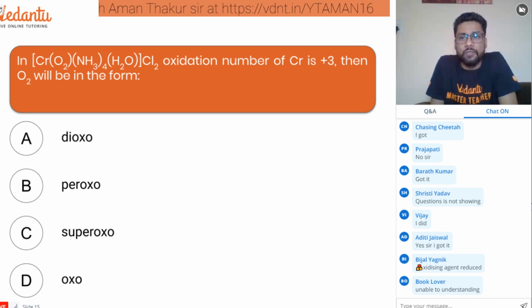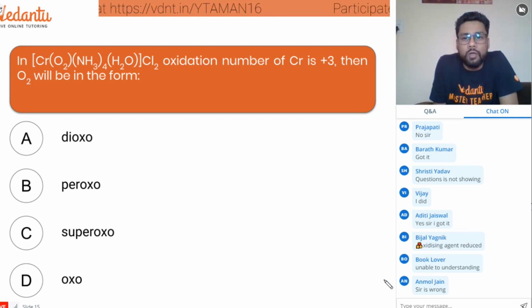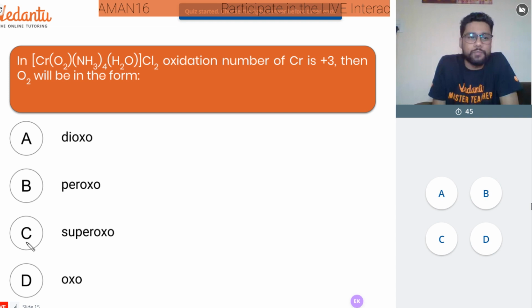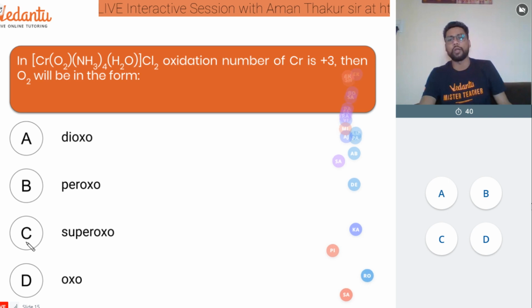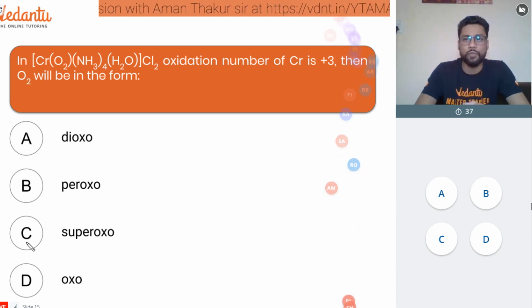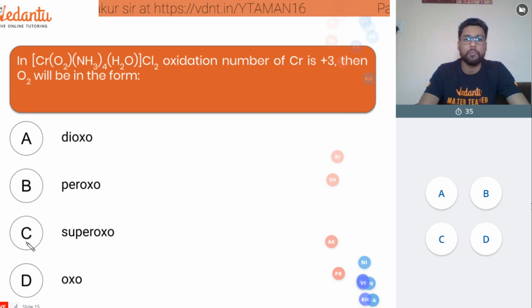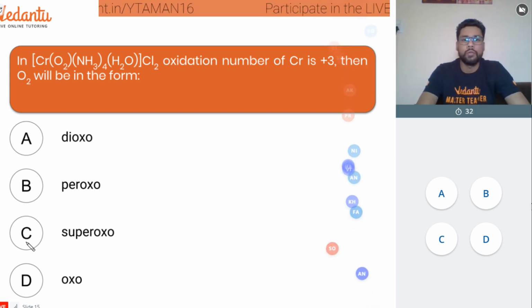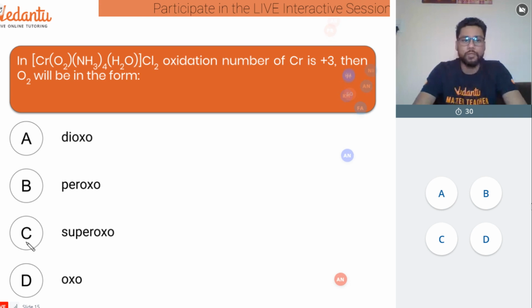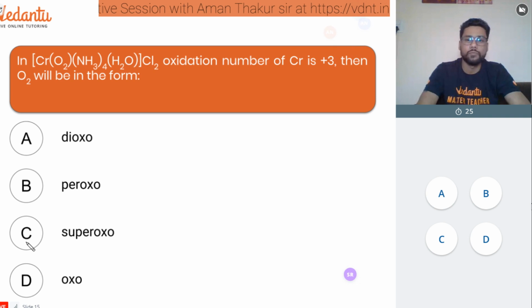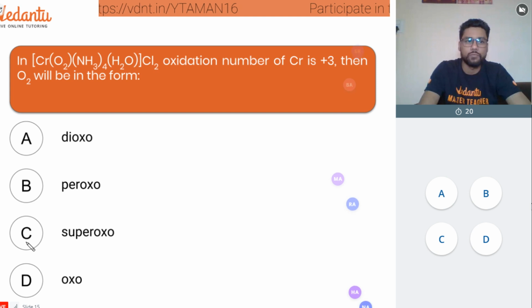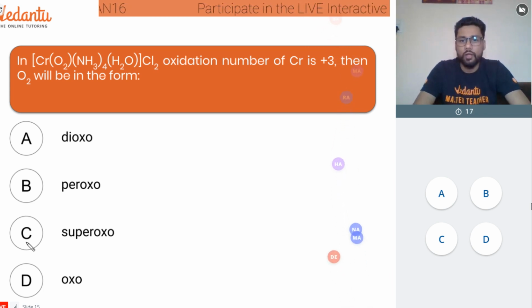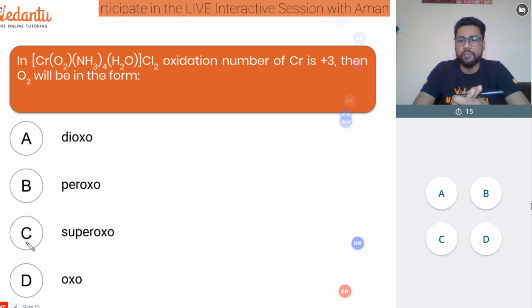Oxidizing agent reduces itself. Yes. 45 seconds, starting the quiz. This is an easy question, especially for the people who are in class 12th. Let's see, 71% have responded.